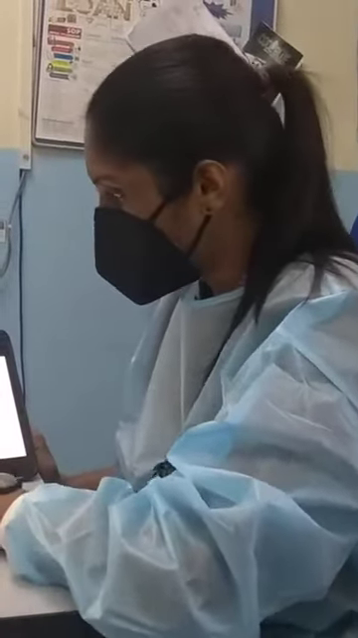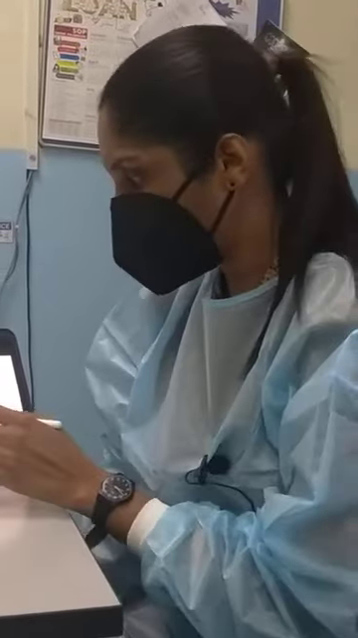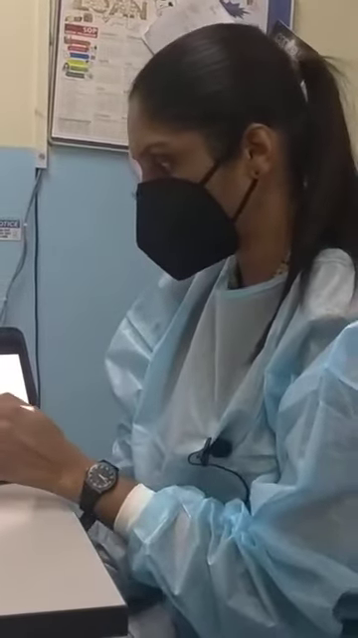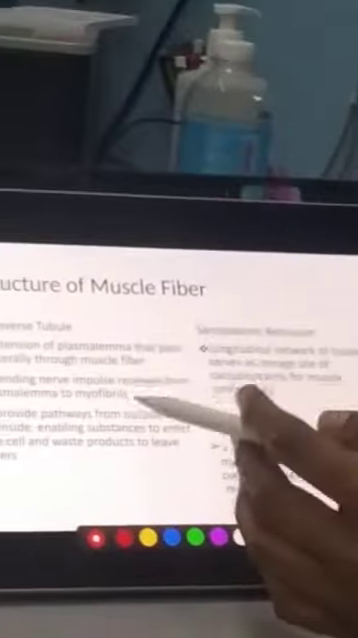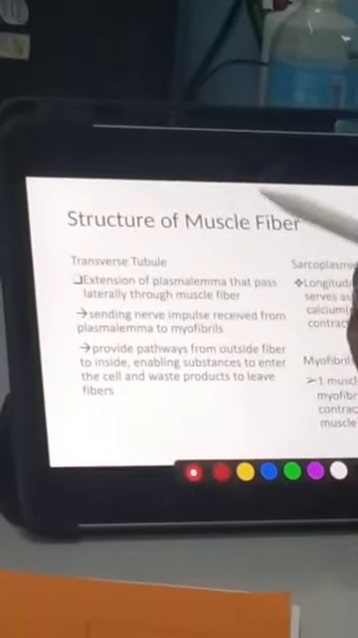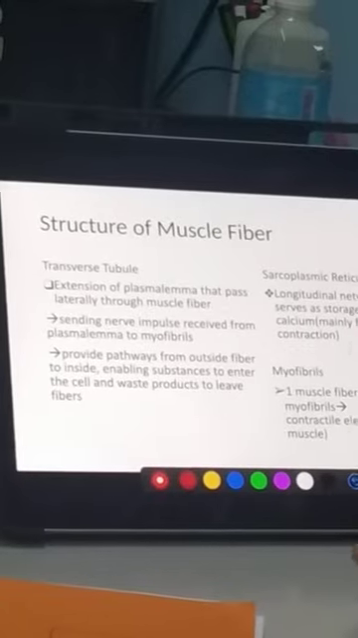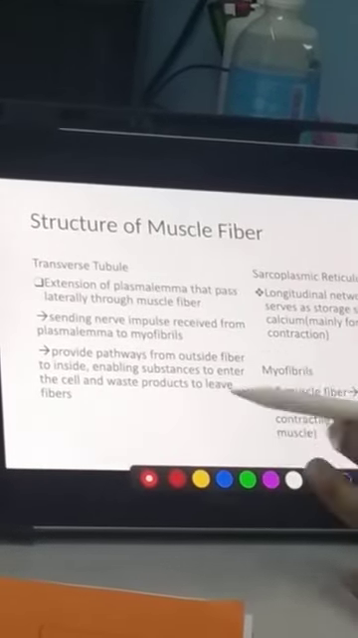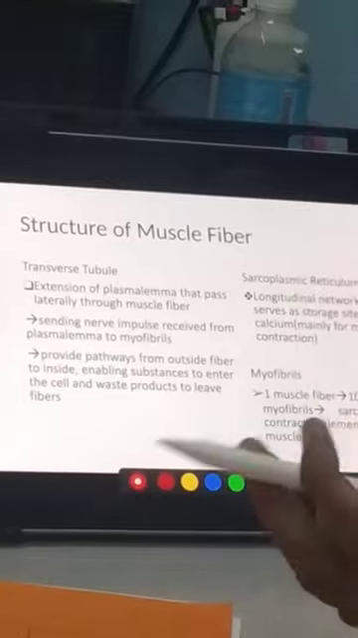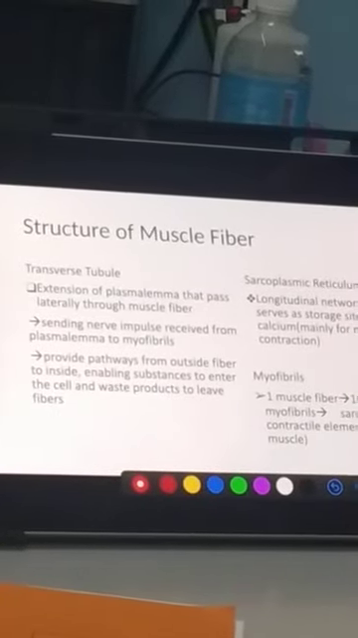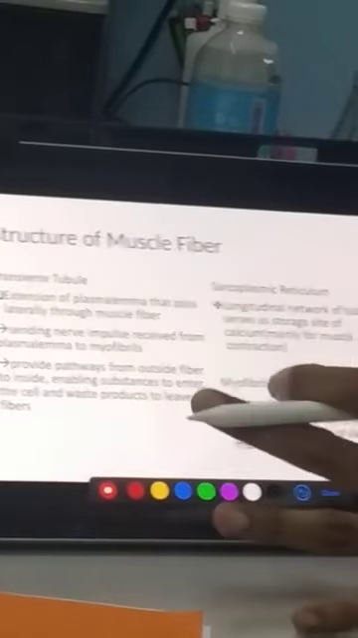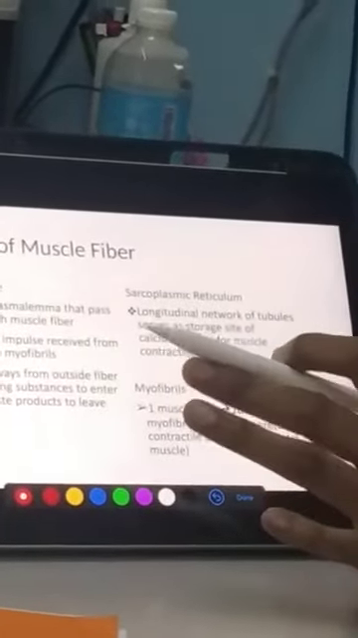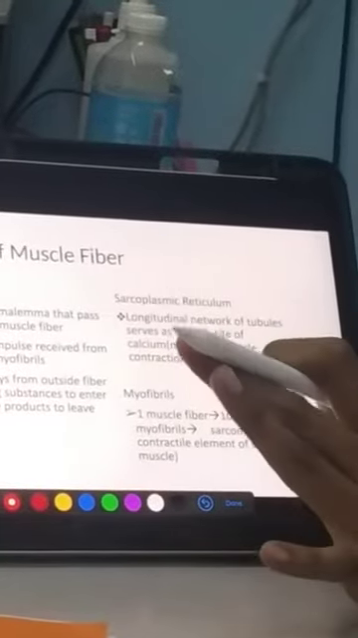The next one is the transverse tubule. Like I was telling you, it's an extension of the plasmalemma that passes into the muscle fibers, the picture I showed you just now. Its function is to send impulses received from the plasmalemma to the myofibrils, and it provides pathways from outside to inside, enabling substances to enter the cell and waste products to leave the fibers. The sarcoplasmic reticulum is very important because it's a storage site of calcium, mainly for muscle contraction.